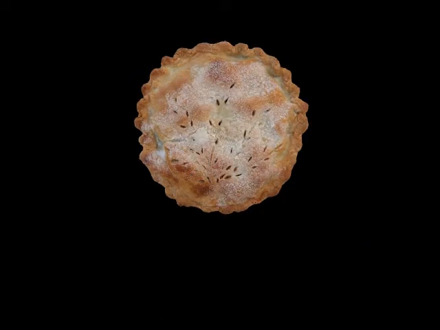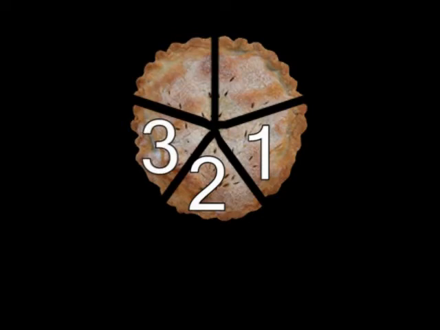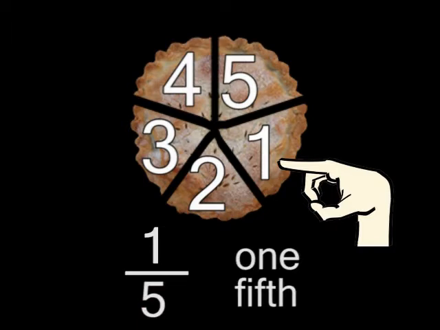If Mom divides the pie into 5 equal parts, it will look like this. 1, 2, 3, 4, 5. If Mom gives you this piece, then you will have one of the 5 parts of the pie. What fraction of the pie do you have? You have one of 5 parts. This fraction is called 1/5. It is written 1 over 5. 1 over 5 is 1/5.